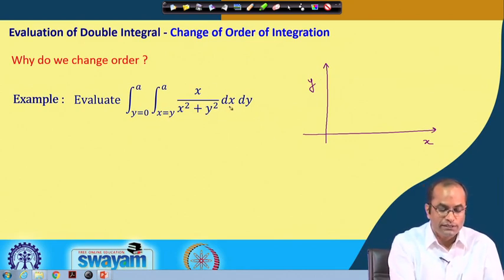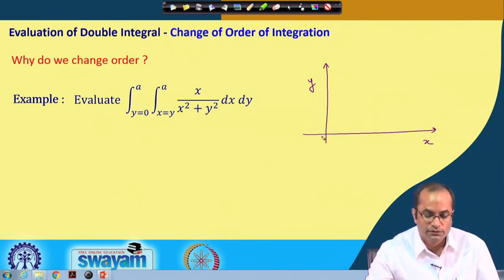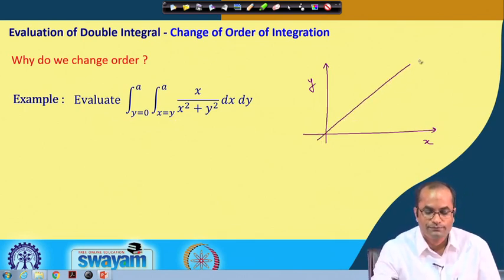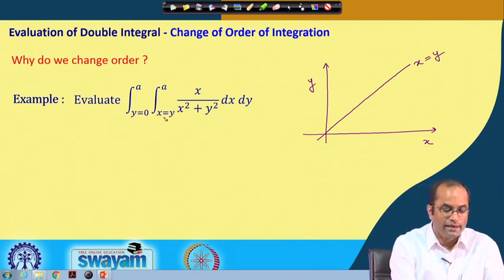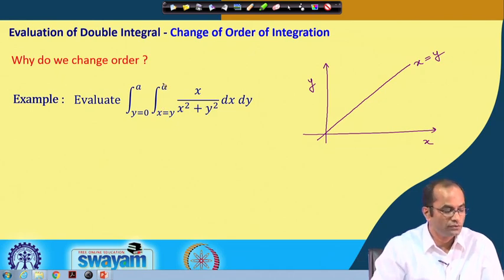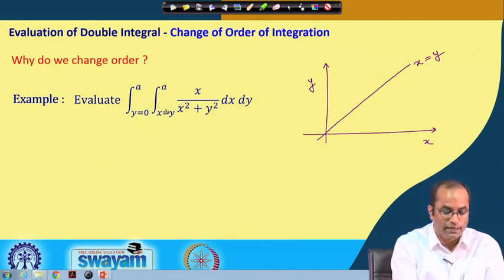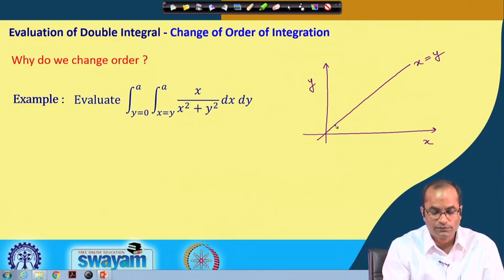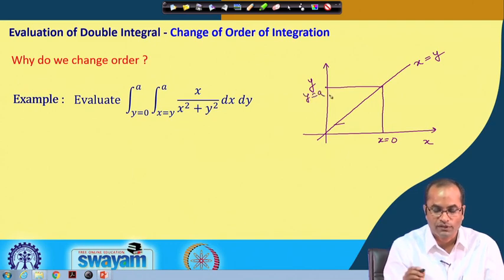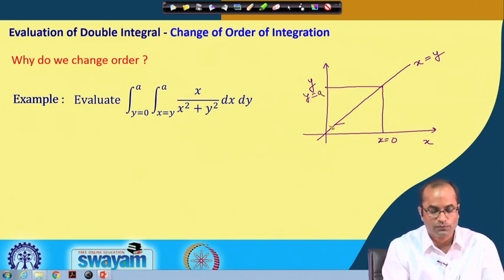So, the limit of the inner one goes from x is equal to y. So, this is the line here, x is equal to y, and the inner integral goes from x is equal to y to the constant limit a. So, it starts from this line and it goes up to a. Let us say this is the point a here. So, this is x is equal to a, and naturally this is also then y is equal to a point. So, x goes from this line to this point x is equal to a.